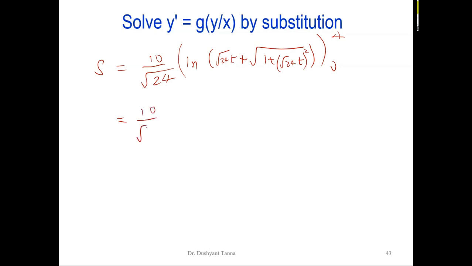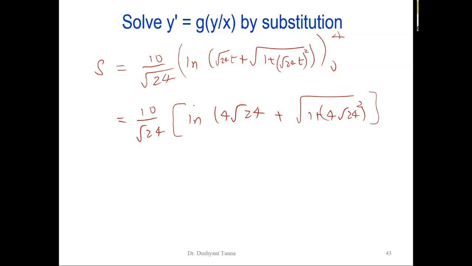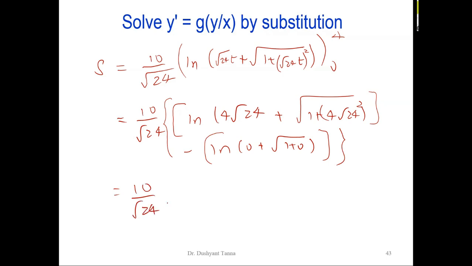And then you plug in the values of 4 and 0. So that will be 10 over square root 24. When you plug in 4, ln of 4 root 24 plus the square root of 1 plus 4 root 24 squared. And then you plug in 0. So this is 0, and this will be the square root of 1 plus 0. You simplify 10 over root 24 and all that. Finally, that should give you 7.5.